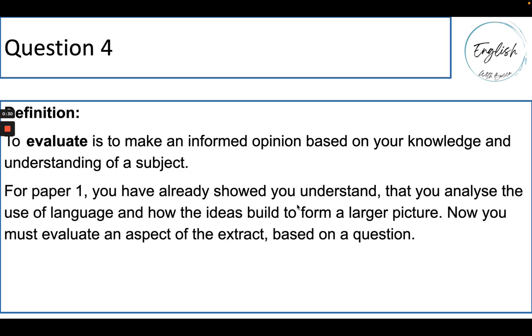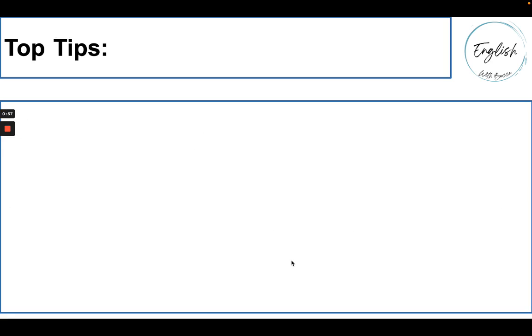For Paper 1, you have already shown you understand how to analyze the use of language and how the ideas build to form a larger picture. Question 1 is to understand analyzing language. Question 2, and how ideas are put in order to form the bigger picture is Question 3. Now you must evaluate an aspect of the extract based on a question.